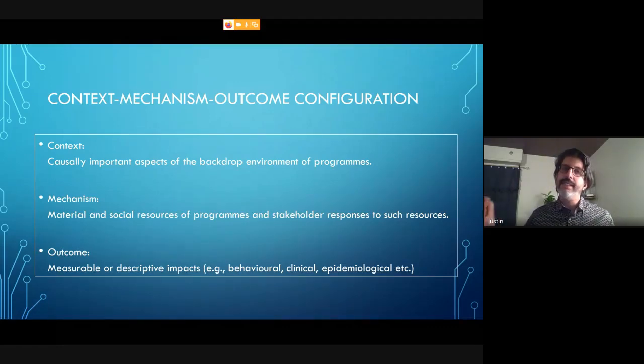But context is different from mechanism in the sense that the mechanism is the material and social resources of a program and how stakeholders respond to such resources. It's material and social resources and stakeholder responses. So resource and response are actually the key words here, that a mechanism is the underpinning resources.